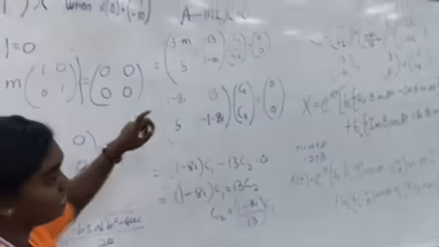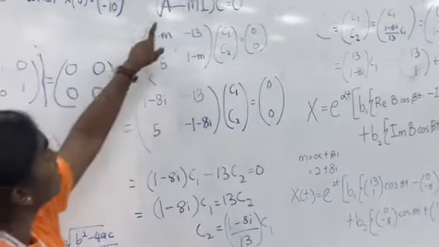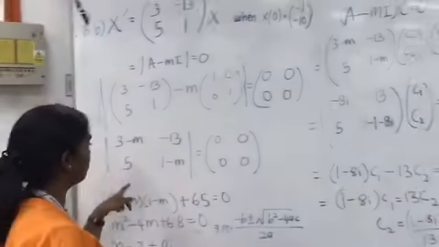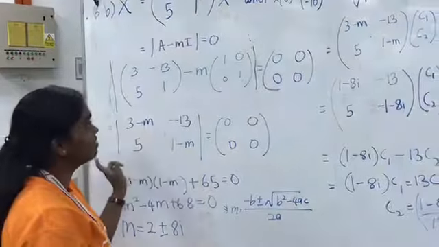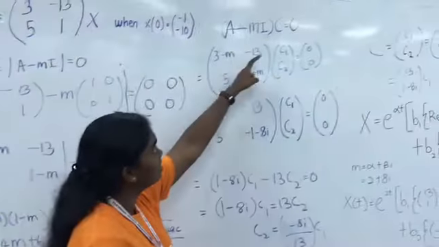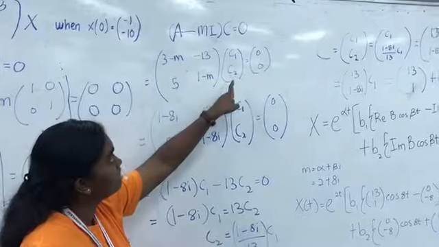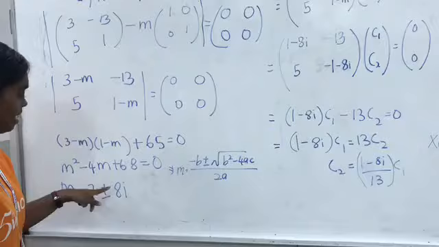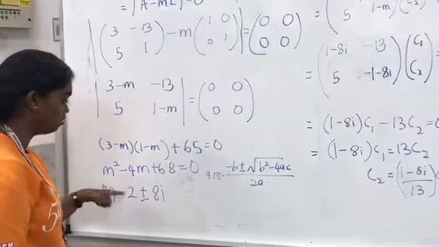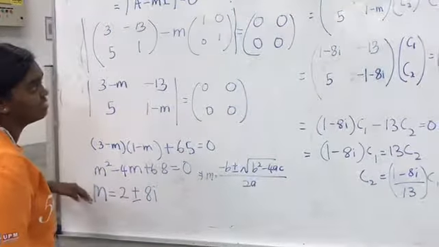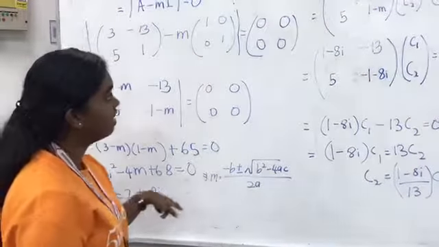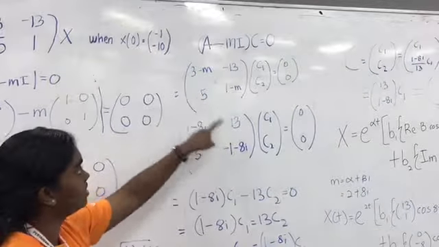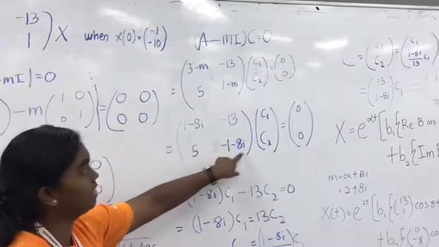Then to find the eigenvector, we use the formula (A minus MI)C equals to 0, and our A we obtain from here: 3 minus M, negative 13, 5, and 1 minus M. And our C is C1 and C2 equals to 0. So we substitute M equals to 2 plus 8i, or we can also substitute 2 minus 8i. In this question, I choose M equals to 2 plus 8i, and I substitute here. So we get 1 minus 8i, negative 13, 5, and negative 1 minus 8i.